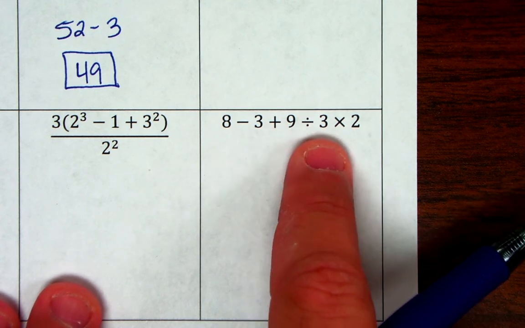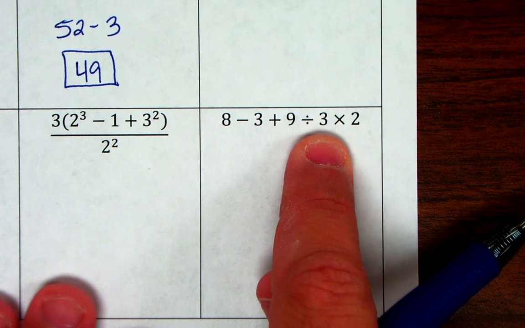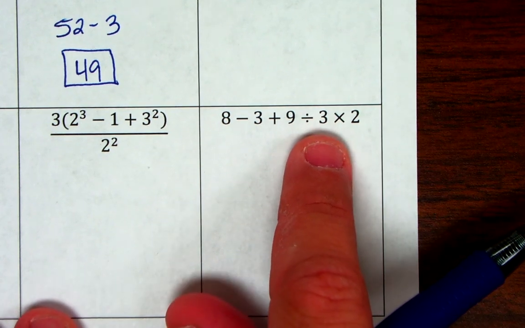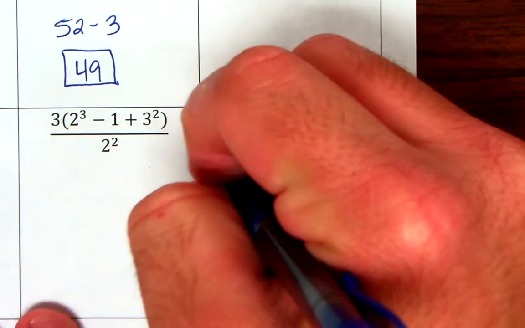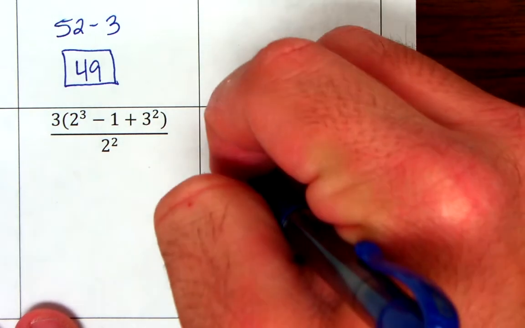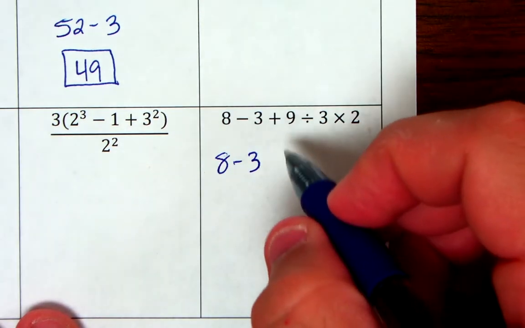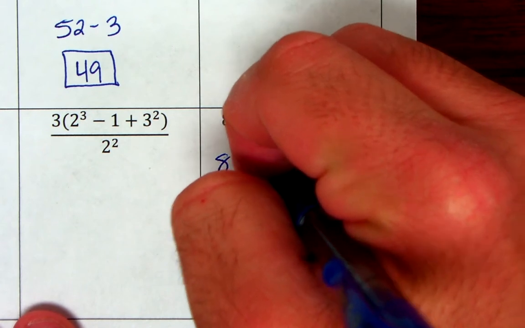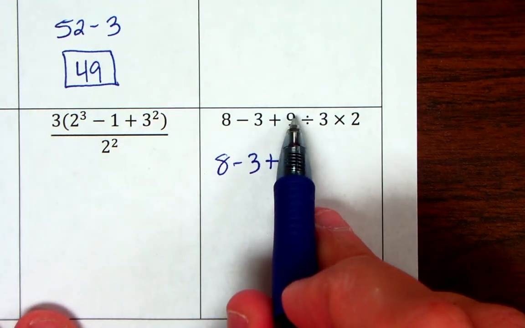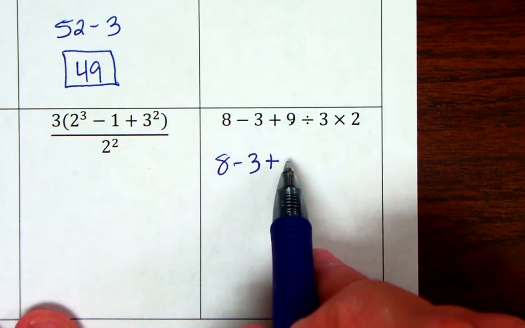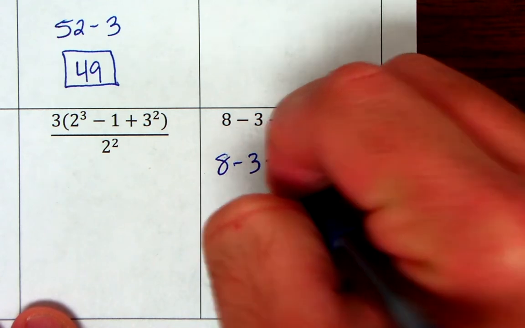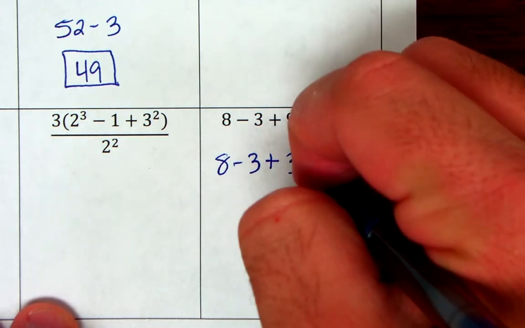So you're going to have to divide. What is 9 divided by 3? Well, that's 3, Mr. Nolan. Yes, it is. So bring down the 8. Bring down the minus. Bring down the plus. And you just told me 9 divided by 3 was 3. And bring down the times 2.